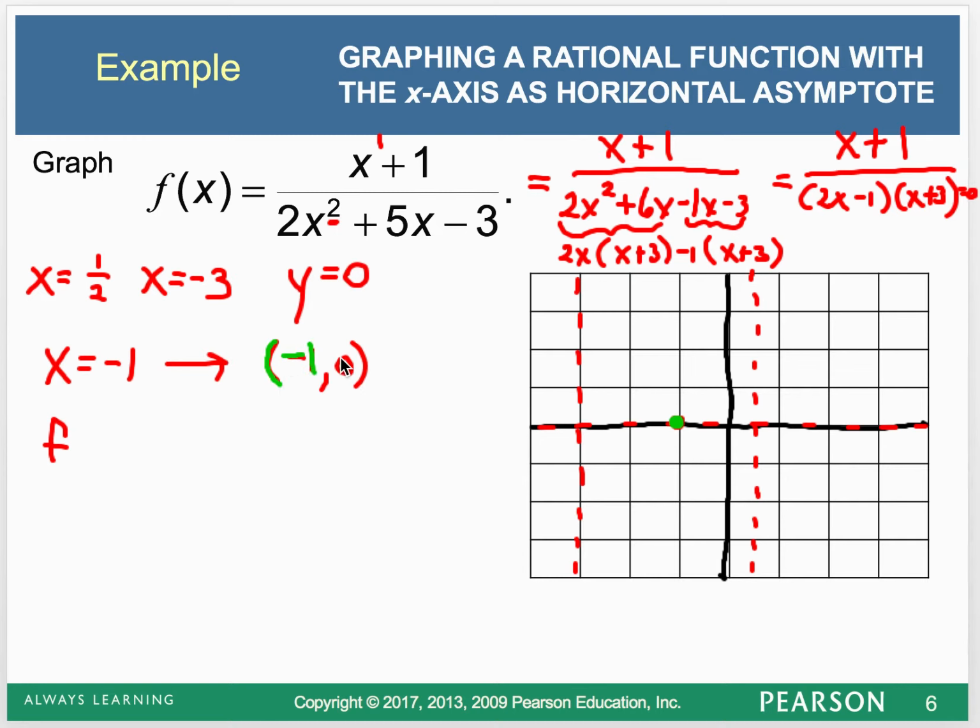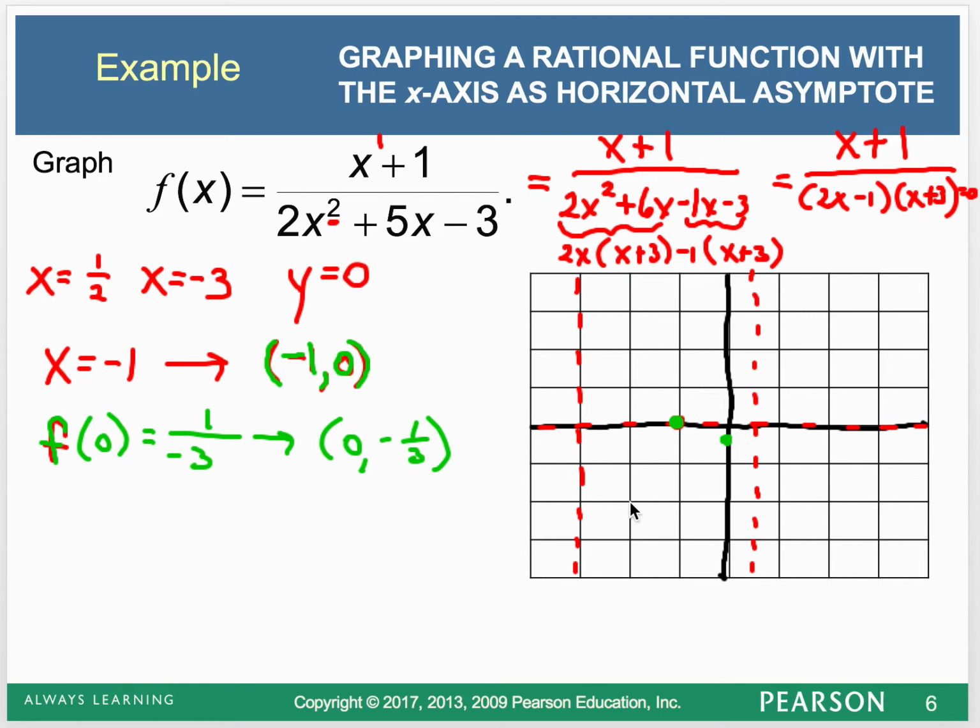for parts of the graph. The asymptotes are not part of the graph, so just for emphasis, keep it in a different color. All right, so if I plugged in 0 for x, I'd have 0 plus 1 is 1, and then 0 minus 3. So -1/3. So I have a point 0, -1/3.